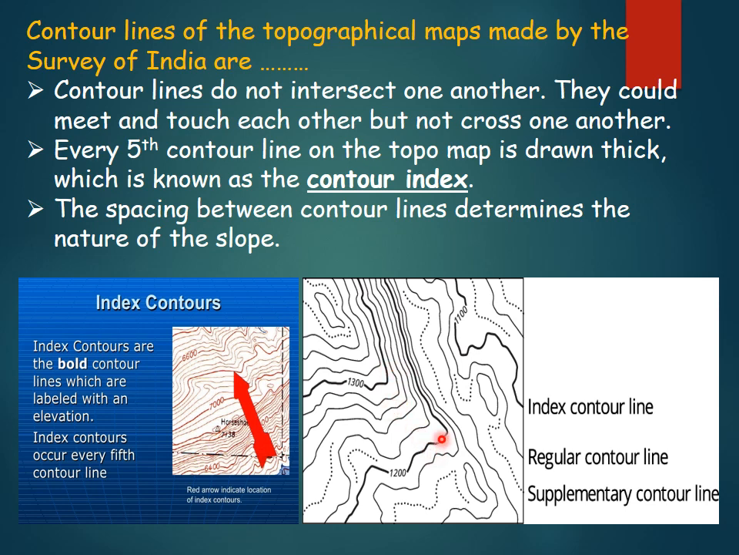Every fifth line on the topo map, which is bold or drawn a little thick, is known as the contour index. It is clearly shown over here. The spacing between any two contour lines determines the nature of the slope, which we will see in the next slide.